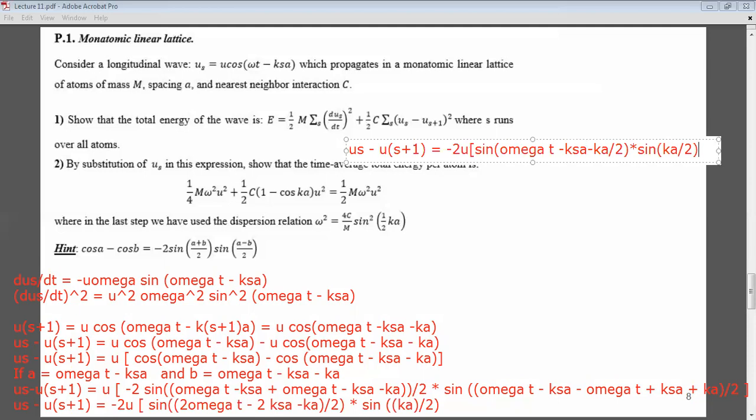Okay, let's continue. In the formula, we want it to be squared. So (us − us+1)², it will simply be, we will take the square of this. It will be 4u² sin² of this times sin² of this.